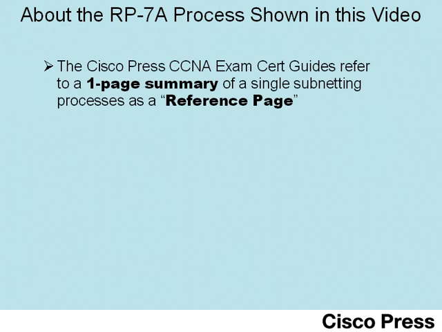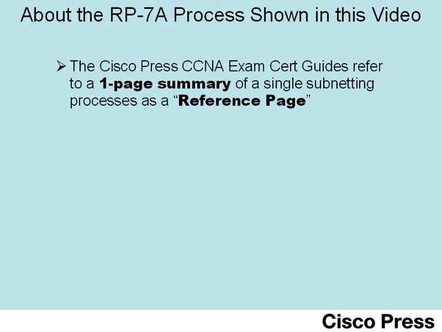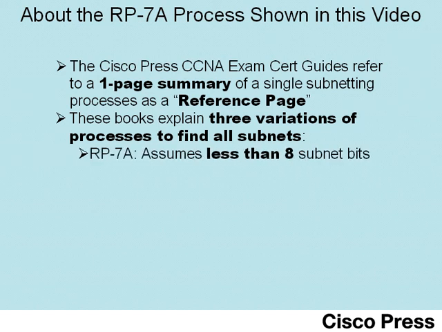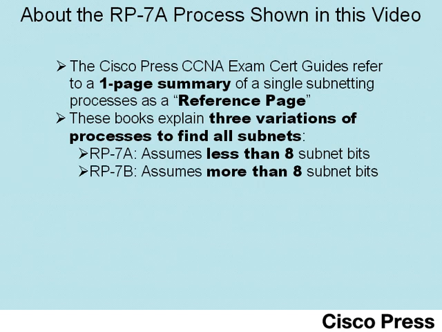The Cisco Press CCNA exam certification guides, as well as some other Cisco Press resources, refer to a one-page summary of any single subnetting process as a reference page. The books explain 3 different variations of processes that can be used to find all subnets of a classful network. For example, reference page 7a is a process that shows how to find all subnets of a network, assuming less than 8 subnet bits. RP7b assumes more than 8 subnet bits.